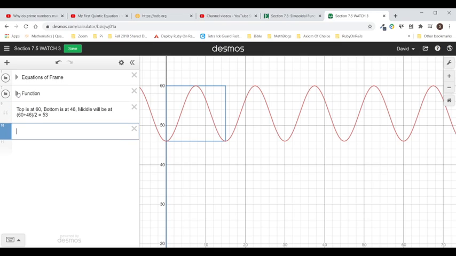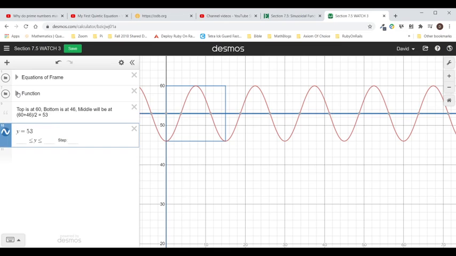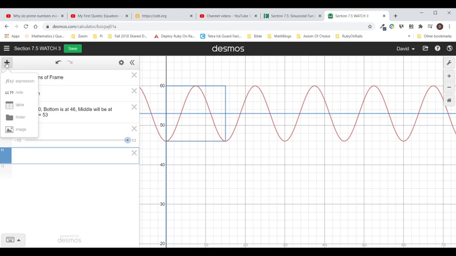Now I should just do this. I don't really have to do this, but let's just put y equals 53, and sure enough, that looks like a good middle line. All right. So what I'm going to do next is try to find the amplitude. I want to add a note so we can see the amplitude. Remember, the amplitude is just the distance between the middle and the top. The amplitude is just going to be 60 minus 53, so that's just 7, so that's not so bad.